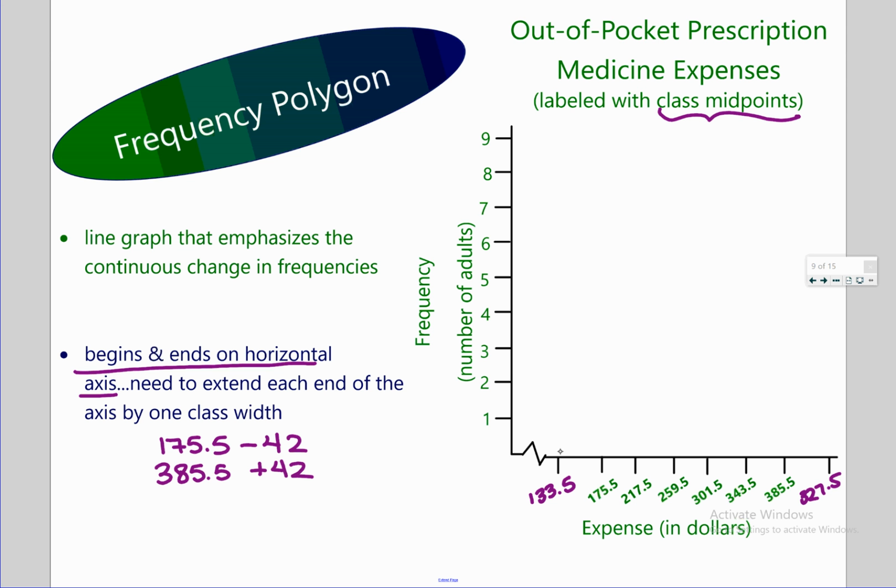Okay, so if I'm at 133.5, nothing has happened yet. I have no data values in that class, which is good. We've got to start at 0. Now at 175.5, I was at 4. At 217.5, I was at 2. The next one, we went up to 7, then 9, then 5. The last one was 3. And then after that, if I went one class beyond it, I would be back at 0. Connect your dots. We create a closed shape with that x-axis, and we have a frequency polygon.